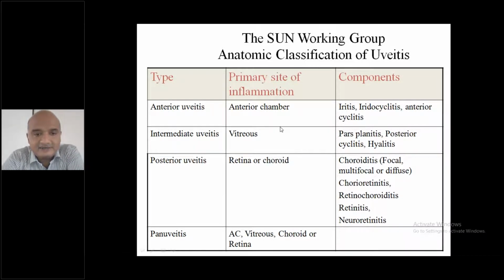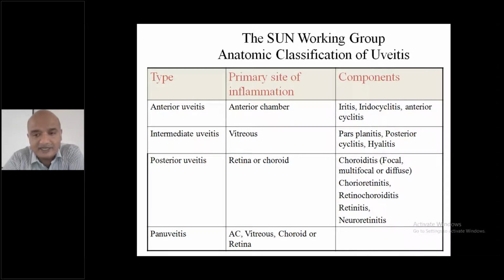In intermediate uveitis, the primary site of inflammation, which you can identify, is the vitreous. The components which are commonly involved are pars planitis, posterior cyclitis, or hyalitis. Planitis and cyclitis are all different names for the ciliary body. The ciliary body can be divided into two parts, pars plana and pars plicata. When there is involvement of the pars plana region, it is called pars planitis.